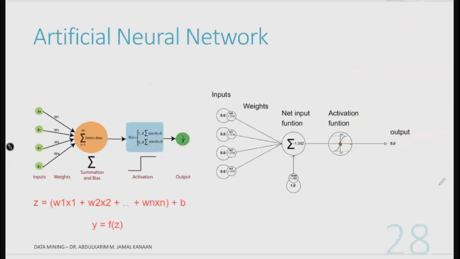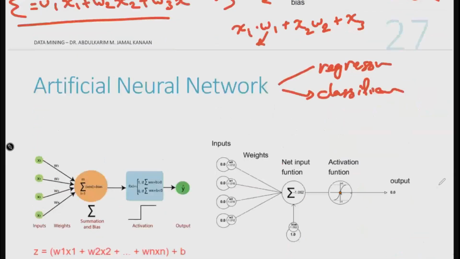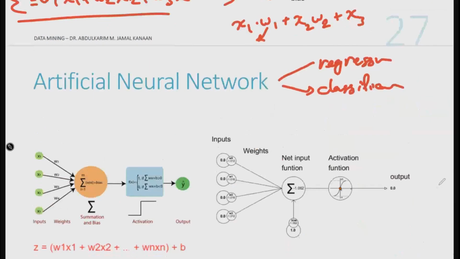By the way, a neural network can be used for classification and for regression, both. So for your assignment, if you would like to use a neural network, it is possible, depending on the case. Actually, many algorithms can work for both cases.